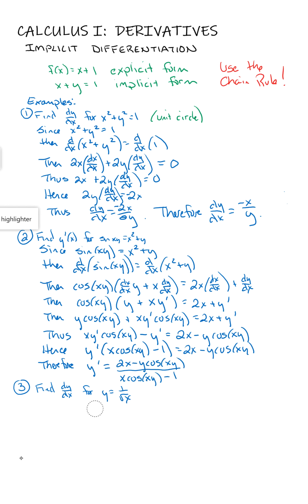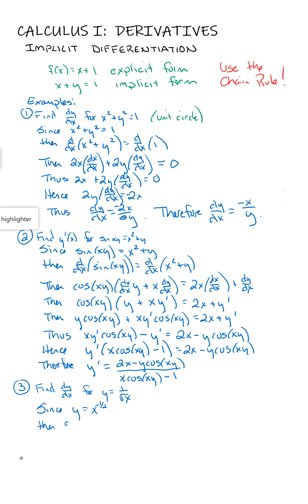All right, on to example 3 now. We want to find dy/dx for y is equal to 1 over the square root of x. First thing, I'm going to go ahead and rewrite this equation as y is equal to x raised to the negative 1/2, right? A square root is a 1/2 power. However, since it's in the denominator, it's a negative 1/2 power.